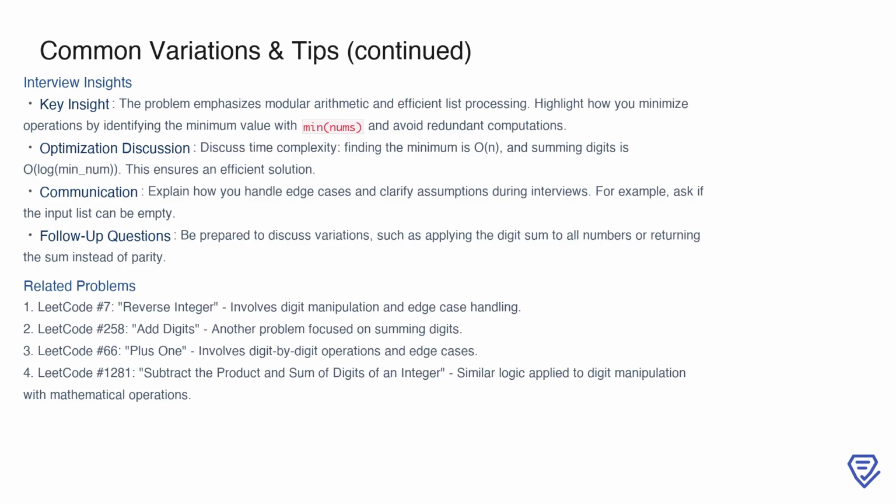Finally, recognizing related problems can deepen your understanding. For example, LeetCode number 7, Reverse Integer, also deals with digit manipulation and edge cases. LeetCode number 258, Add Digits, focuses on summing digits, while LeetCode number 66, Plus One, and LeetCode number 1281, Subtract the Product and Sum of Digits of an Integer, involve similar operations on digits. Drawing these connections can help you see common patterns and refine your approach.